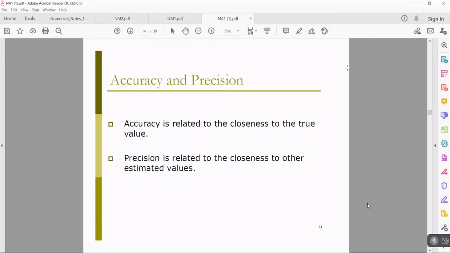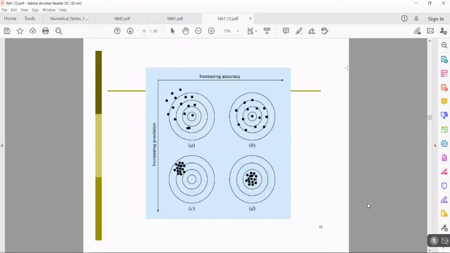Then we have accuracy and precision. Accuracy is related to the closeness to the true value, and precision is related to the closeness to the other estimated values. So we'll see this. Here in diagram A, suppose your root is in the middle of this circle, and you have some approximated roots. These black dots are approximated roots.